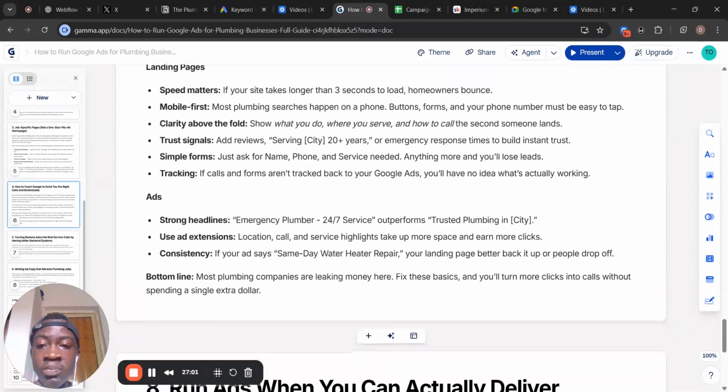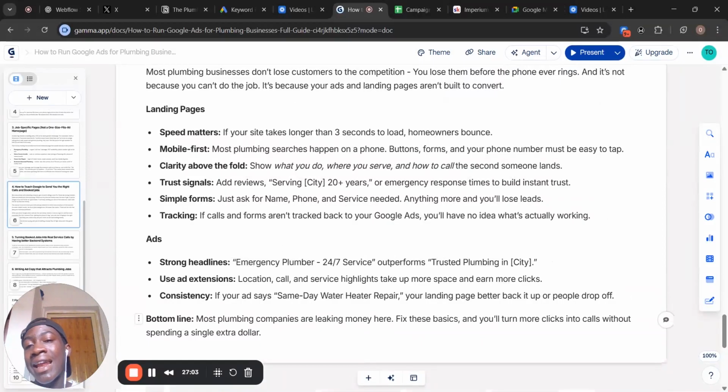So on your landing pages, speed matters. If your site takes too long to load, people bounce. Even me as a media buyer, if I click on an ad and it takes more than 3 seconds to load, I'm clicking right off that ad and going to their competitor. So speed matters.